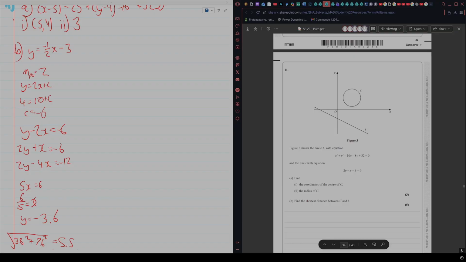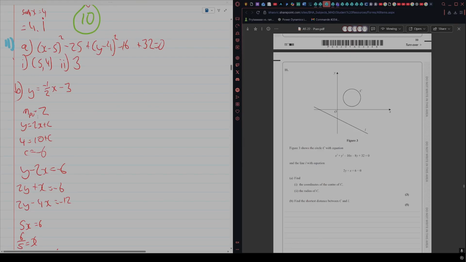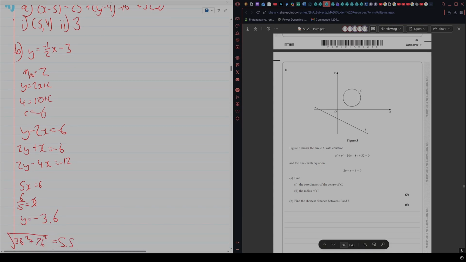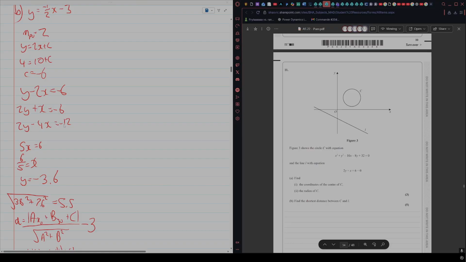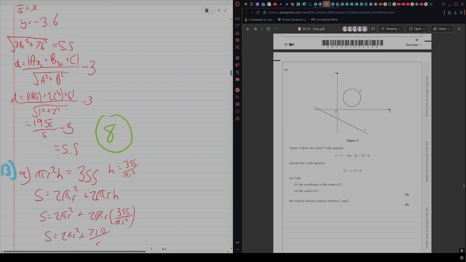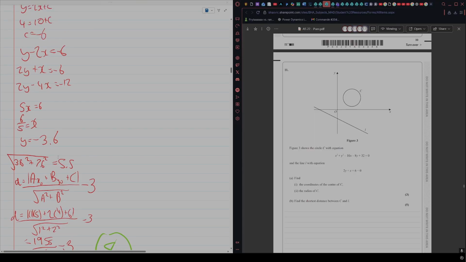So what I did here, I said the perpendicular gradient is 2, and then I substituted the center into here. Yeah, I substituted the center 5, 4 into here, got the line, got all this stuff. I used some weird further maths formula, but you really don't need to do that.